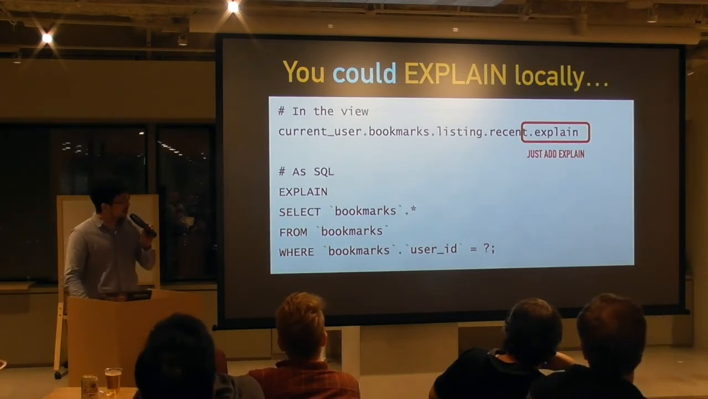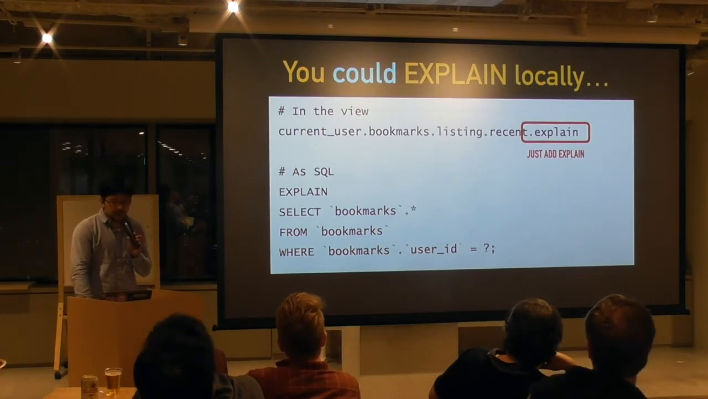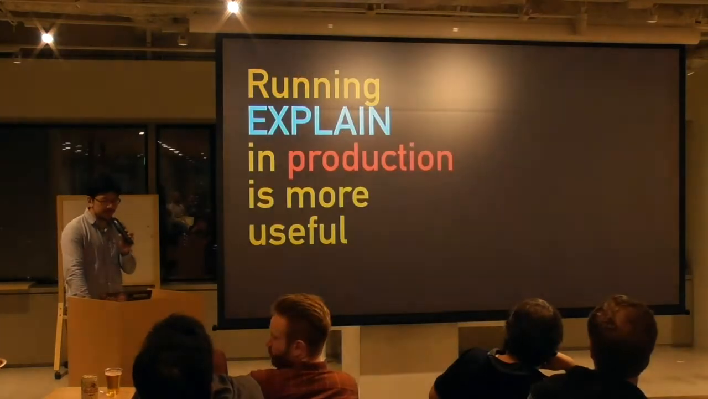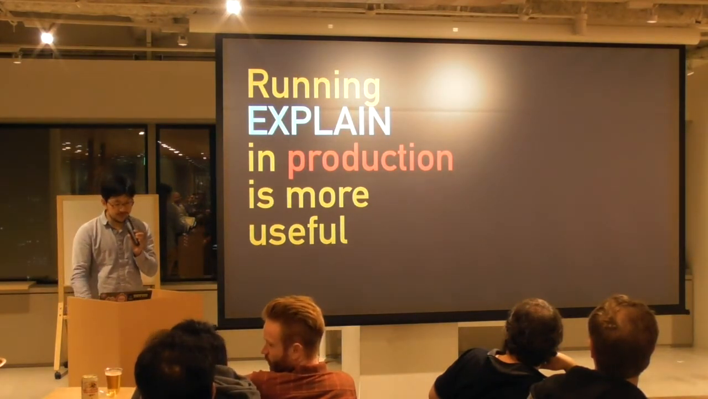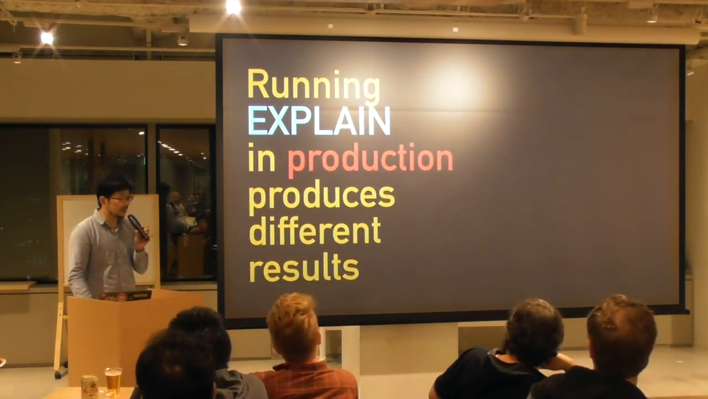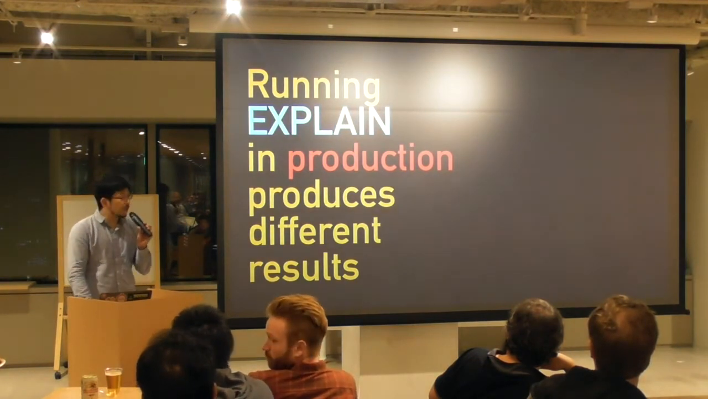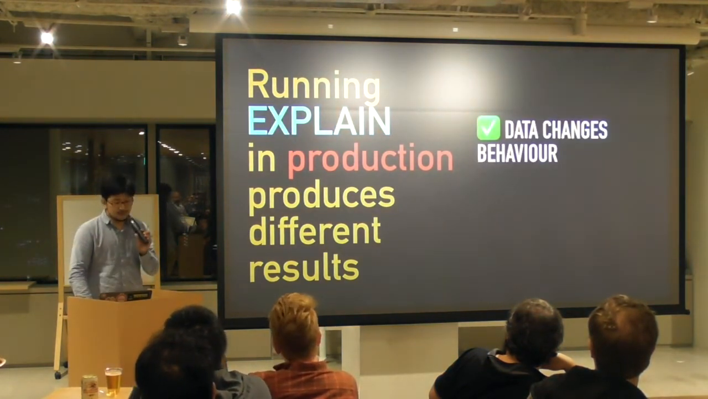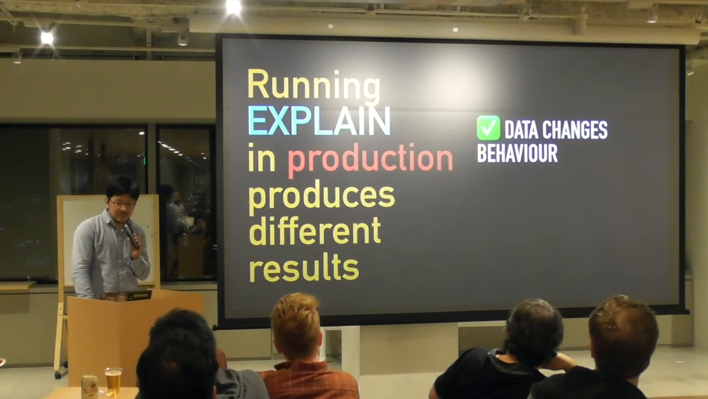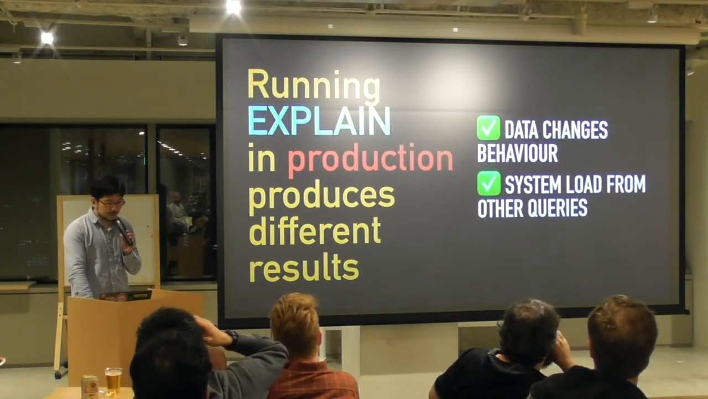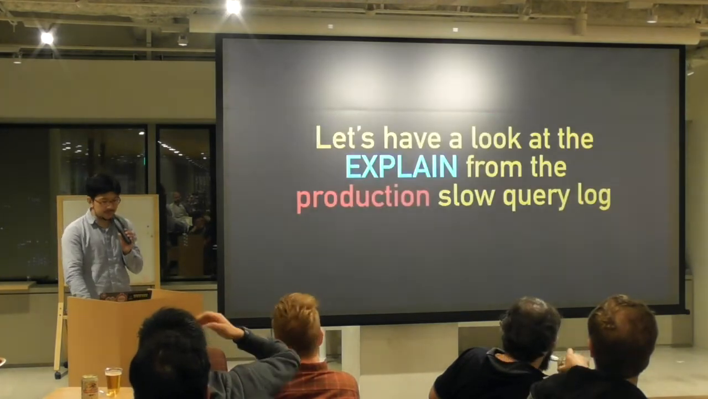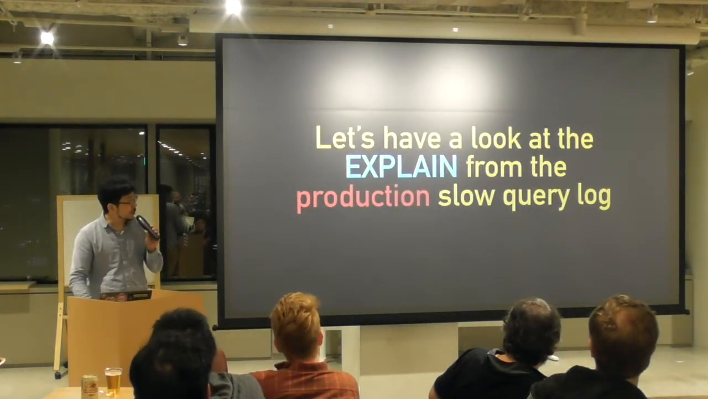But what I found is that, especially in cases like this, explaining locally doesn't tell you that much unless you have a lot of data. So it's a lot easier to look at the explains that happen in production, because running things in production gives you different results. You have more data, the behavior of MySQL changes, you have more load, and your queries change as well. So what I like to do is have a look at the explain that the slow query log spits out.